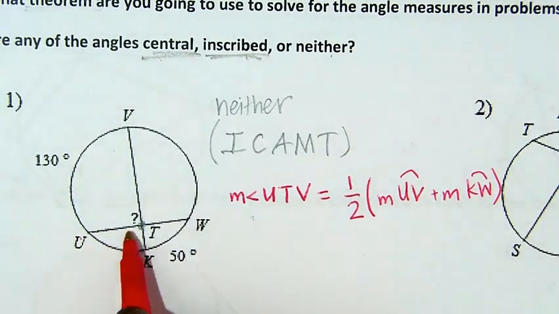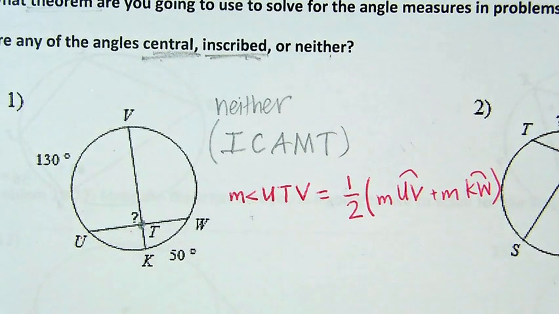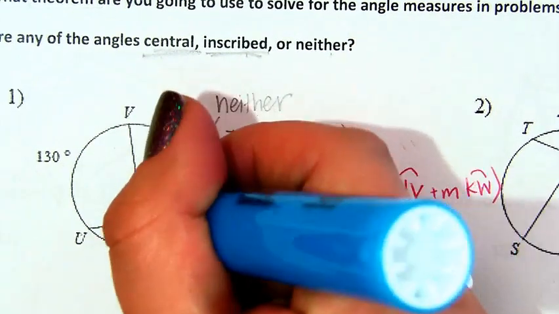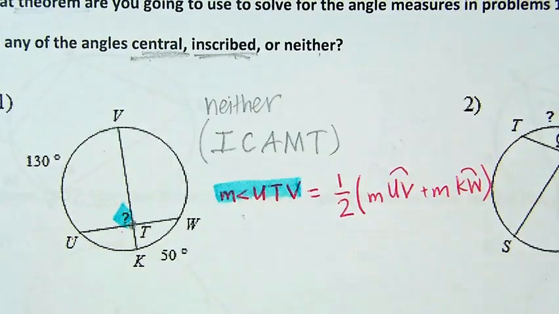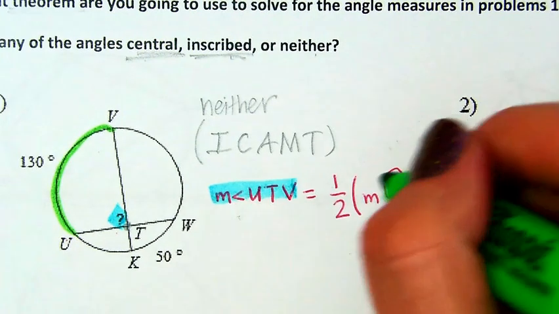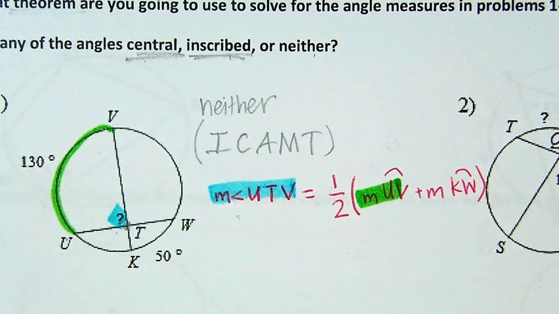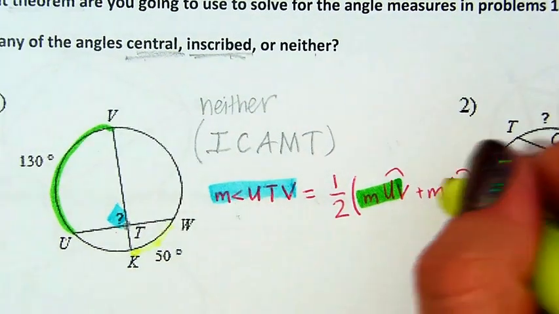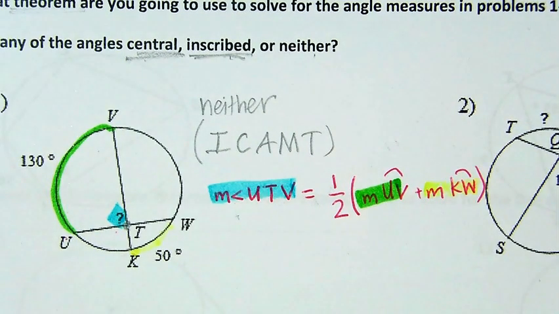So this is the piece that's my question mark. Question mark is this portion here. And then I have my UV arc, this piece, and my KW arc. So now we're just going to solve.